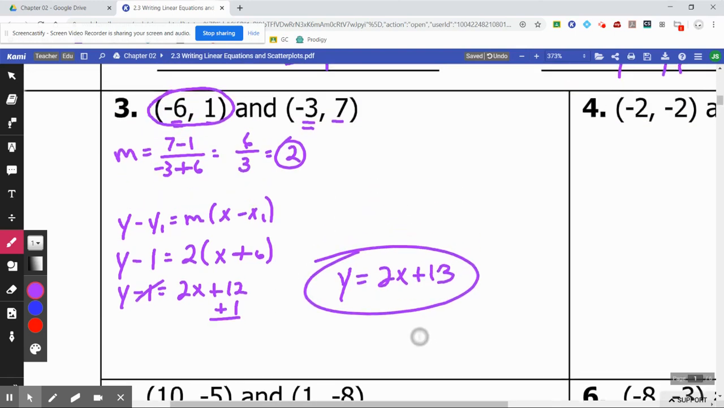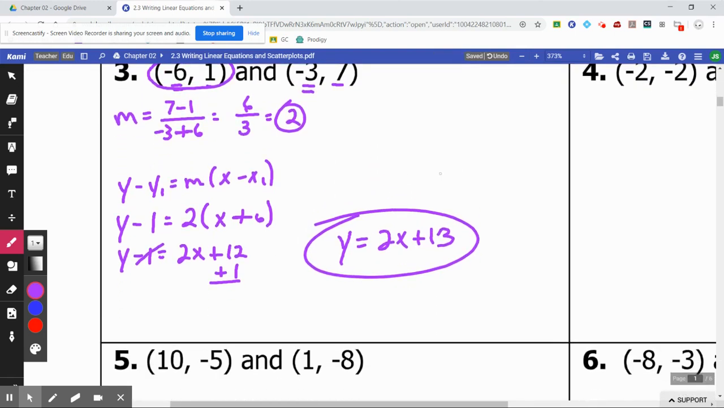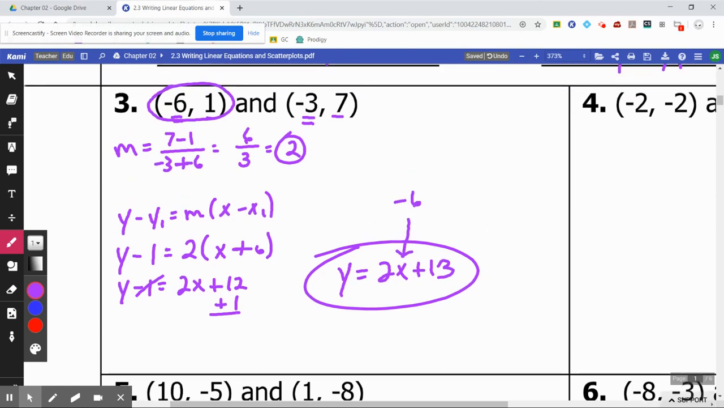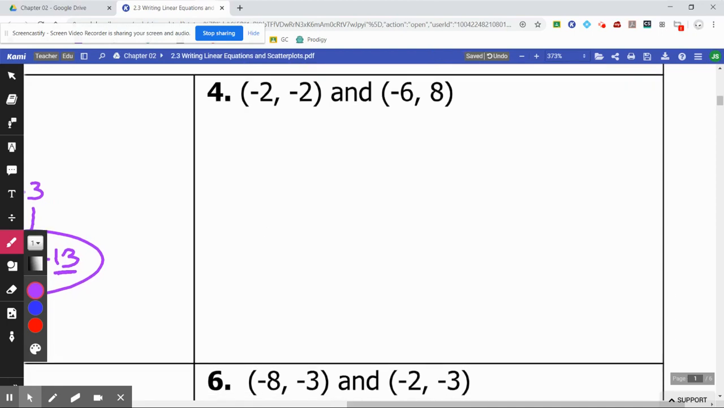Now, if done correctly, both of these points should work. So if I take out my x and I put in a negative 6, I get negative 12 plus 13, which is 1. If I take out my x and I put in a negative 3, I get negative 6 plus 13, which is 7. That's a great way to check these.